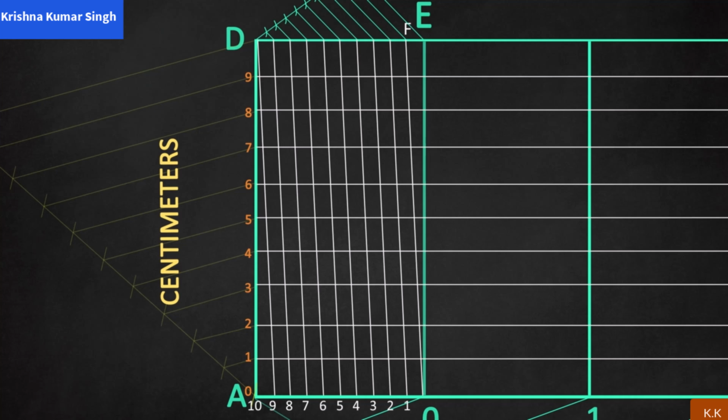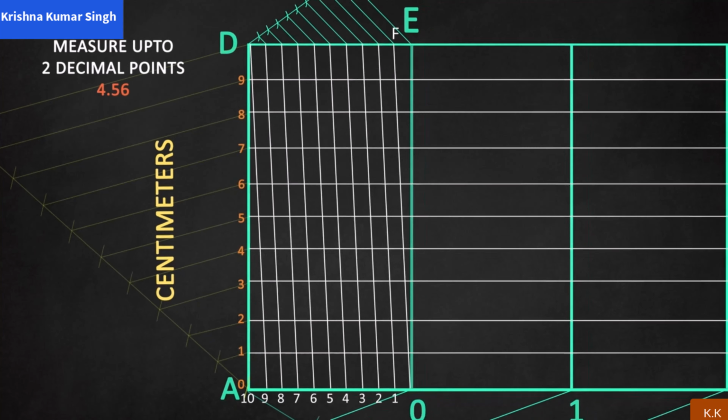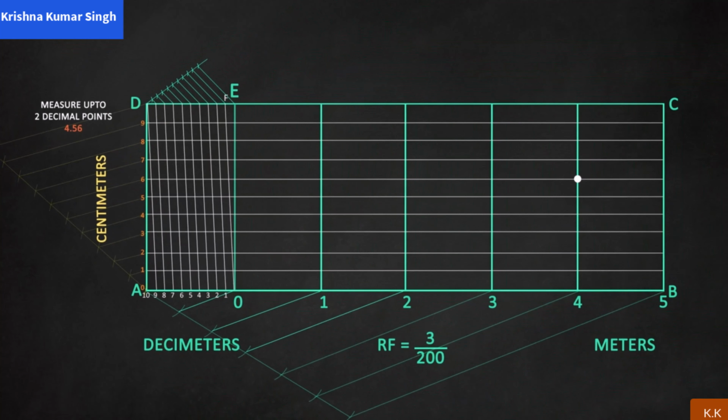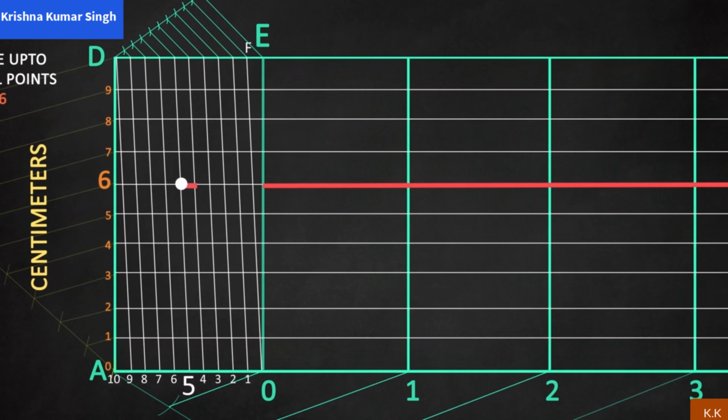Now, with the diagonal scale, we can measure up to 2 decimal points, that is 4.56. To do that, first draw a line from 0 to 4 meters in the scale, that is 4 meters as shown. Still 0.56 meters remaining, that is 5 decimeters and 6 centimeters. Now choose the point where 5 decimeters and 6 centimeters meet, as shown, and draw the line from that point to the 0. Finally, that measures 4.56 meters accurately with the diagonal scale.